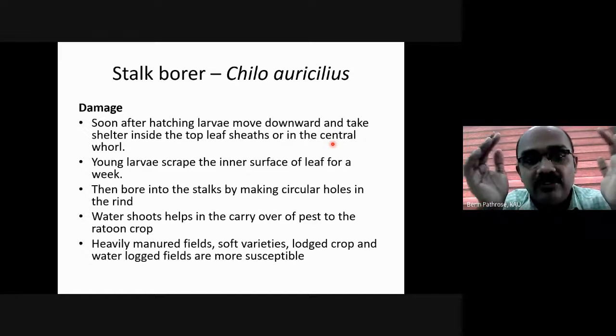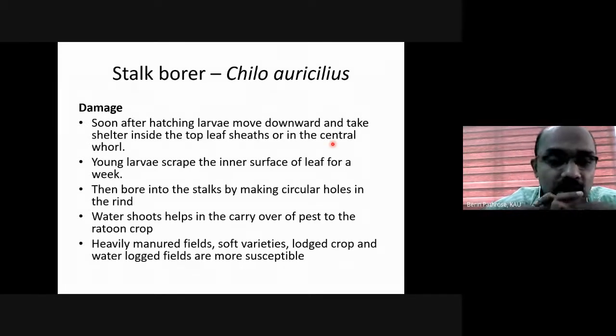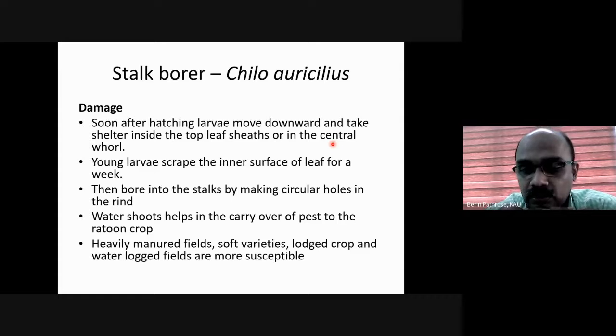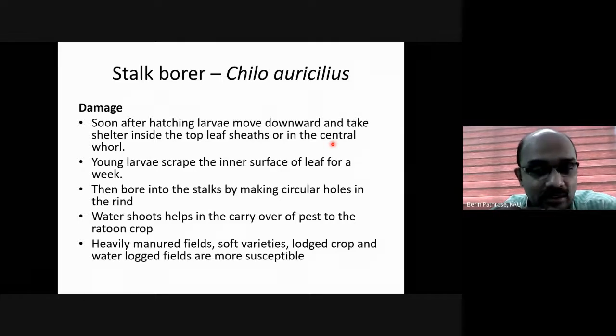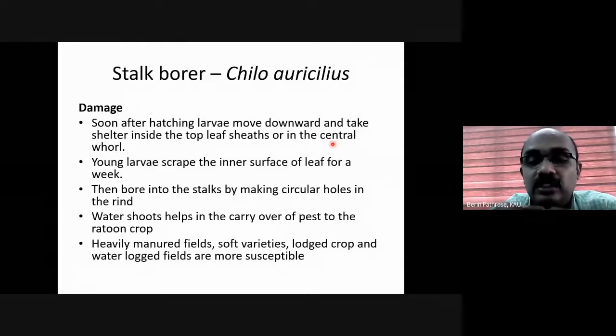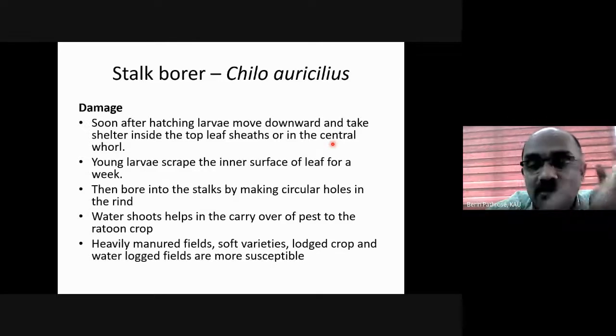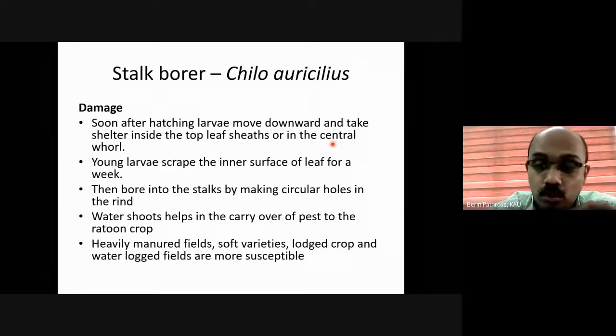Then the infestation is severe if we have water shoots. Have you heard about water shoots in sugarcane? Water shoots are nothing but unproductive tillers. They don't yield any sugar. So the larvae start infesting water shoots, and this helps in the carryover of the pest to the ratoon crop.